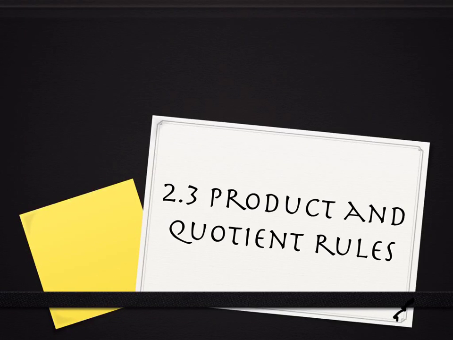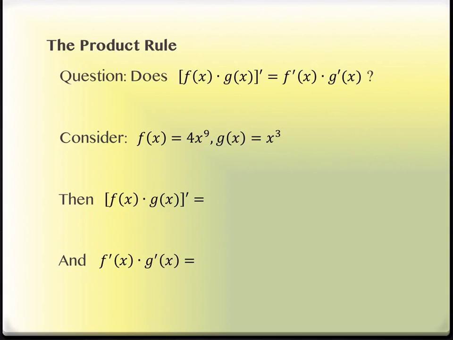Section 2.3, we're going to continue our discussion of derivatives. We're going to introduce two more rules that are not considered simple rules. And that doesn't mean they're complicated, but they are more complicated than the simple rules that we've already had so far. The first one we're going to talk about is called the product rule, and you've got quite a bit of space on your paper.